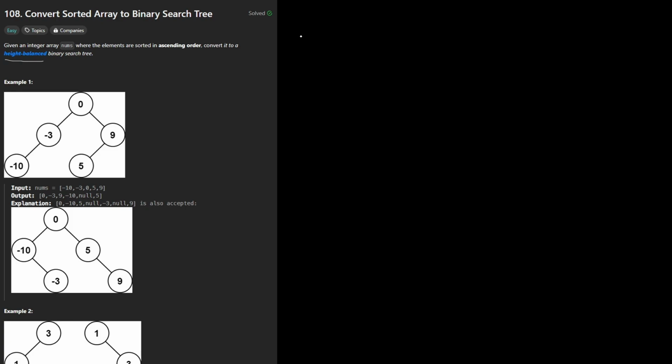Height balanced is very important because if it is not given right, let us take this example. What I can do, let's say I can take minus 10 on the left side, right? Because if it's a binary tree, the left child is always going to contain the numbers which are smaller, so I can put null out here, and on the right side I could put minus 3, 0, 5 and 9.